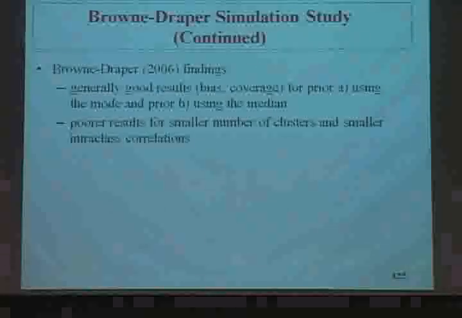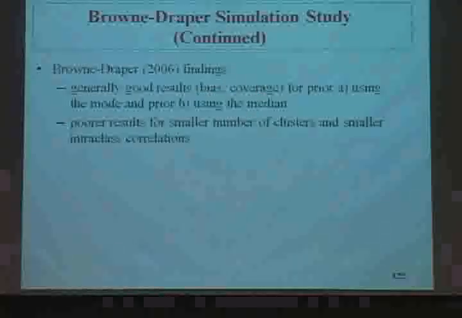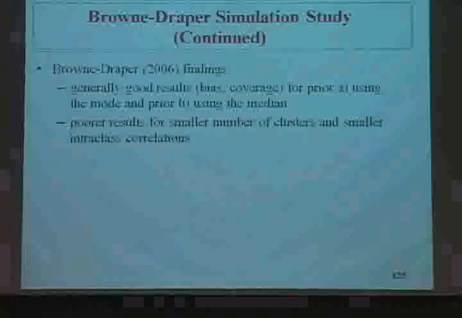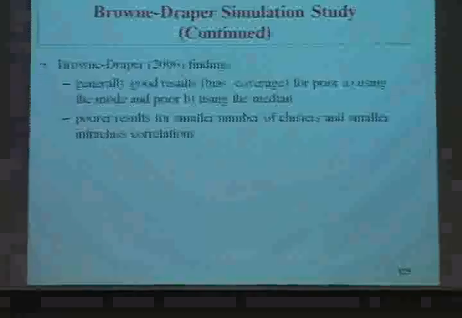They found generally good results in terms of bias and coverage. They did sort of a frequentist Monte Carlo study. For the uniform prior, good results when using the mode as the point estimate. Not the median, not the mean, but the mode. And they also found good results for prior B, the inverse gamma epsilon epsilon, Spiegelhalter, using the median, which is the Mplus default. And they showed that we got poorer results in terms of bias and coverage for smaller numbers of clusters and smaller intra-class correlations. That was their finding.